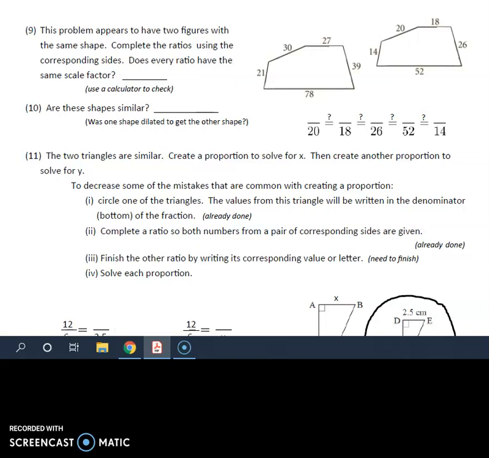But sometimes we can be given shapes that look similar, and we find out in the end that they really are not. So in problem number 9, this problem appears to have two shapes that are the same. Complete the ratios using the corresponding sides. It's very similar to the problem above it. And then, does every ratio have the same scale factor? So in other words, once you find those answers, do we get the same scale factor? If the answer is yes, then what is that scale factor? That's problem 9 and 10.